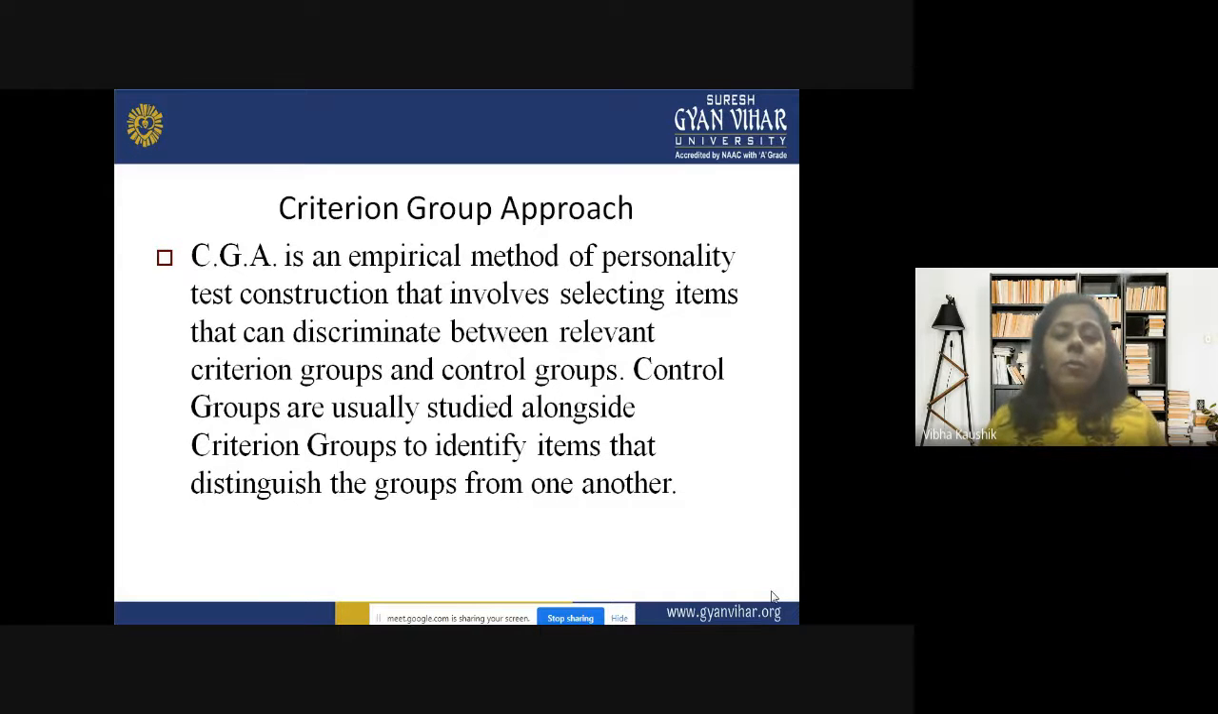Now, the criterion group approach. CGA, the criterion group approach, is an empirical method of personality test construction that involves selecting items. When we are to construct a test we will select some items that can discriminate between the relevant criterion group and the control group, and these selected items help to discriminate between the relevant criterion group and the control group. Control groups are usually studied alongside criterion groups to identify items that distinguish the groups from one another.